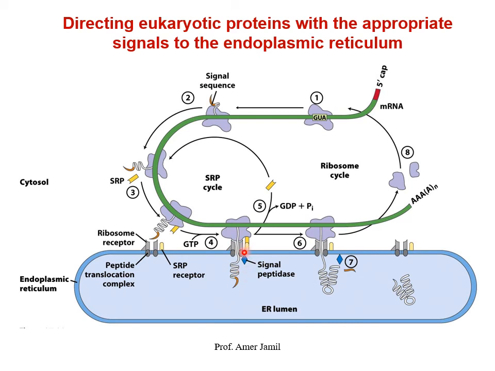And this blue diamond shows signal peptidase. Once this protein is inside, or it has reached its destination, this signal peptidase removes this signal sequence, and the protein is finally released inside the endoplasmic reticulum.